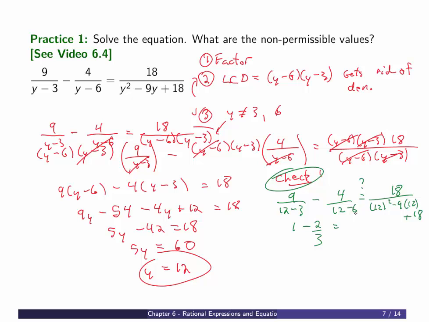And we have 18 over 54. And 18 over 54 is 1 over 3. 1 minus 2 over 3 is 1 over 3. So 1 over 3 equals 1 over 3. So this is correct. There is our check. Pretty straightforward, right?